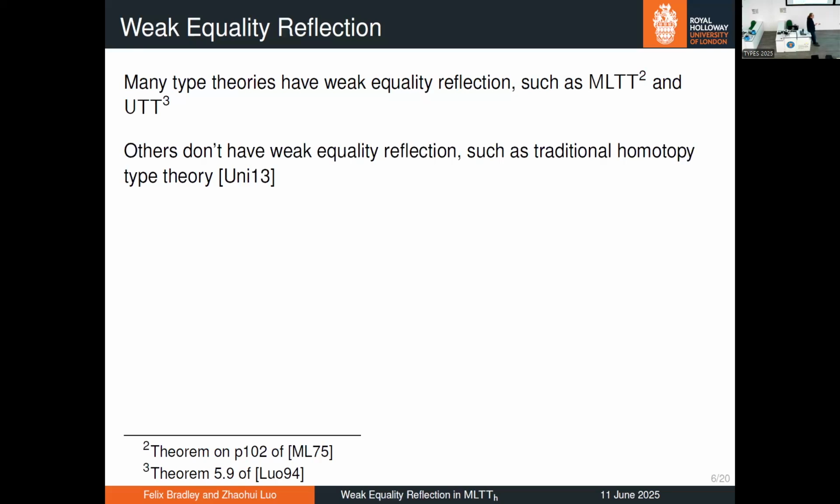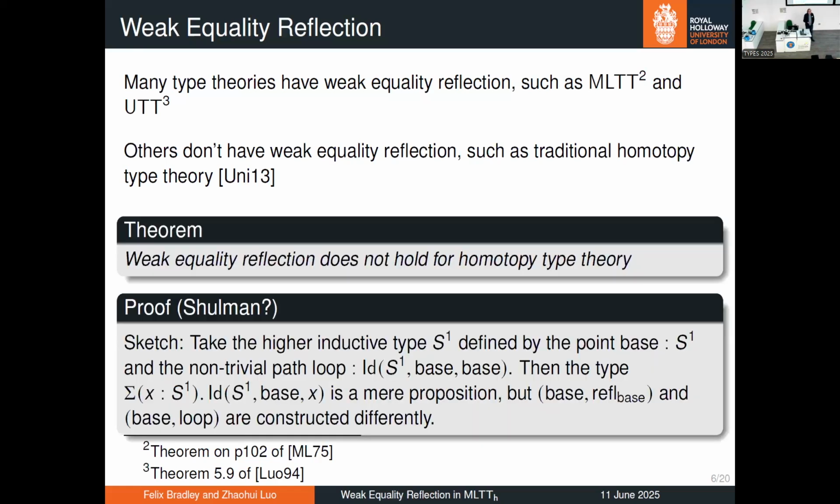But there are other type theories which don't have weak equality reflection. Traditional homotopy type theory, as described in the HoTT book, is quite a good example of this. There is an example which I swear is due to Mike Schulman. I've tried my best to find where he's actually written this down. I cannot for the life of me find a source for this. So if any of you can help me on that front, that would be fantastic.